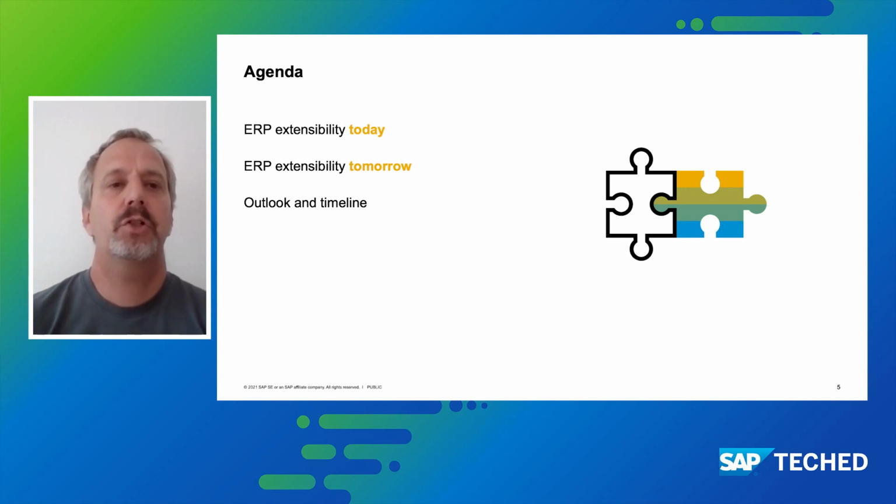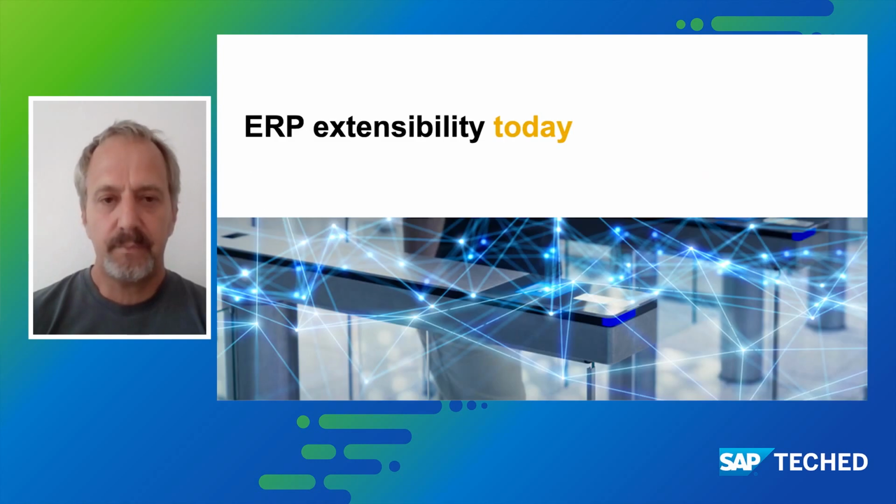And first, we will check out the extensibility in S/4HANA, how it is today, what are the benefits, what is good, what could be better, what are the gaps. And that will lead us then to the ERP extensibility, how we imagine it for tomorrow. So how do we fill the gaps? How will we evolve our extensibility to more or less show the benefits in the cloud and on-premise? Good. First, let's check out the extensibility of today.